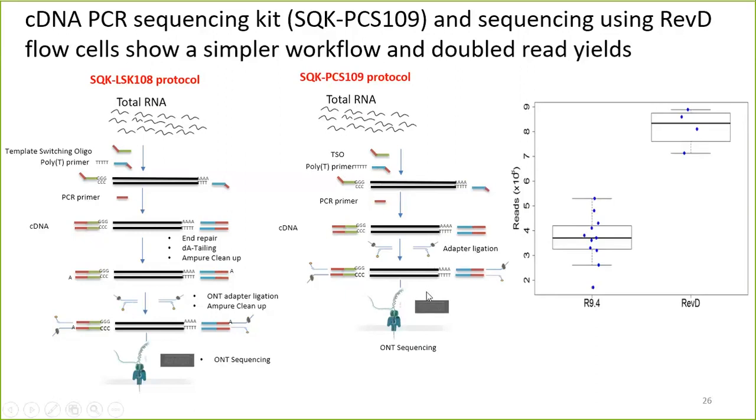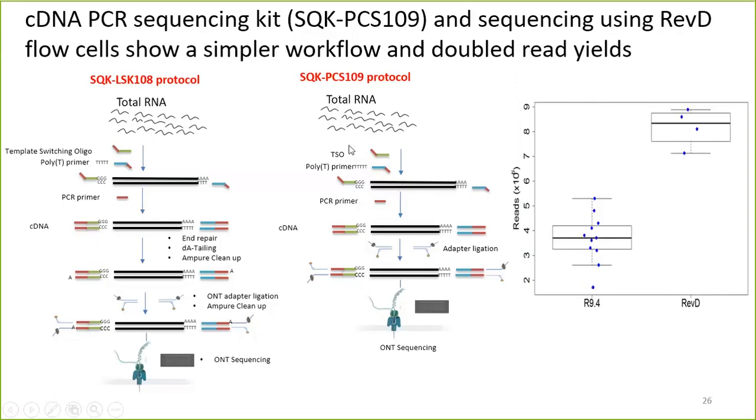And what we realized is that in our previous approach, we were getting about 4 million reads. But with this new kit, together with the Rev D flow cells, we are getting about 8.5 million reads on average. So I think if anyone is interested, this is a kit that can be a good kit to use.